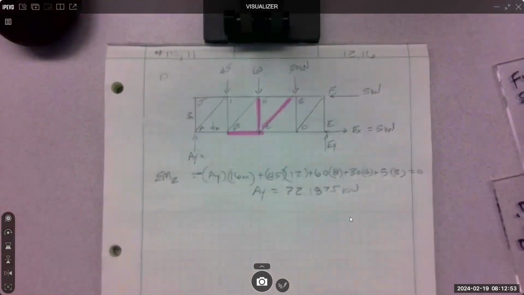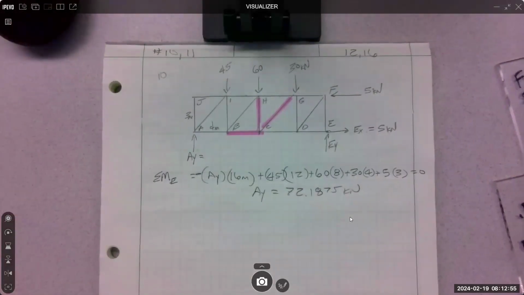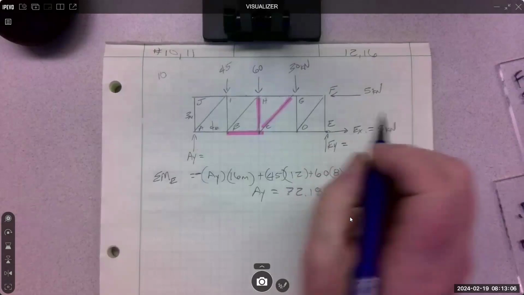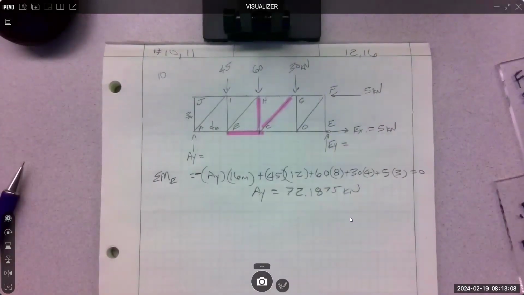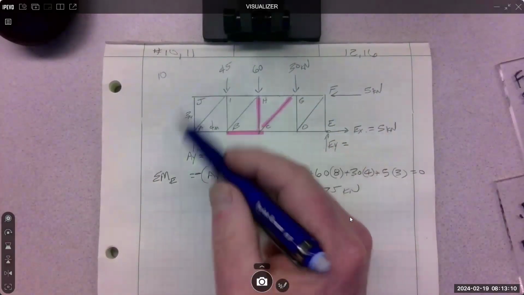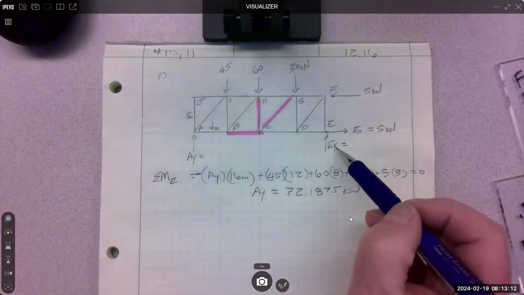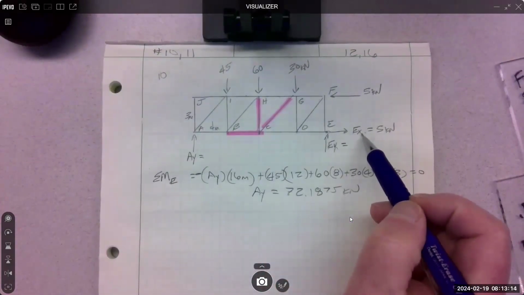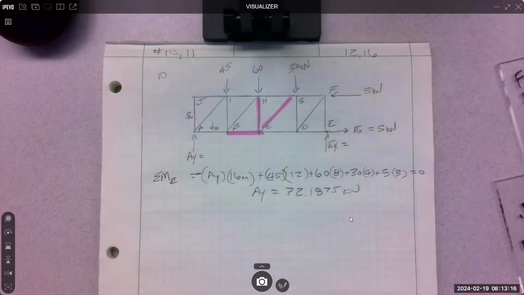So we could go ahead and get that other reaction because we know 45 comes down, 60 comes down, 30 comes down. So that's 135 down, right? And 72 up. So EY has got to be the difference between that. Again, if you're gonna section it and just use the left side, you don't need that and you don't need that. So it depends on which half you're using.